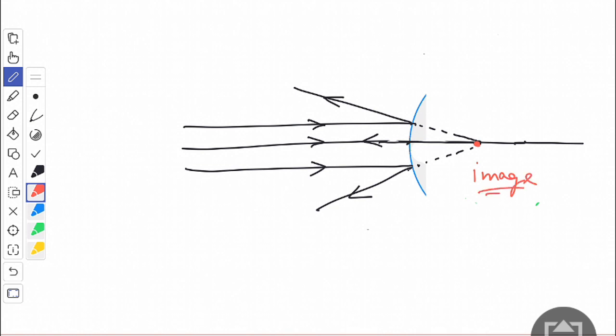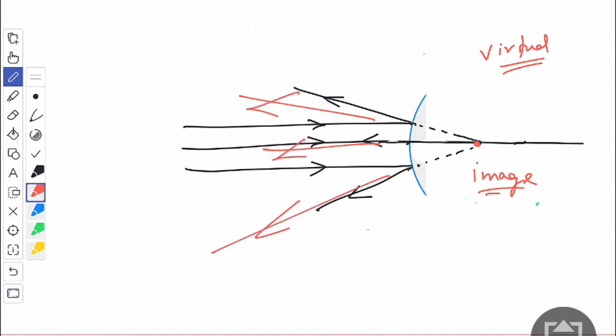Now, why, and is the image real or virtual? It is virtual. It is a virtual image. Why is it virtual? Because the rays are actually diverging, right? They are actually moving away from each other. They are not converging, right? So we have to extend them back to get the image. That is why we call it a virtual image. But I'm going to give you the intuition behind why we call it a virtual image.